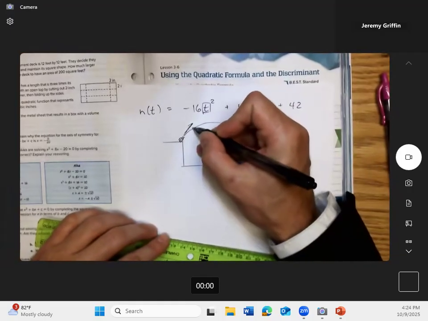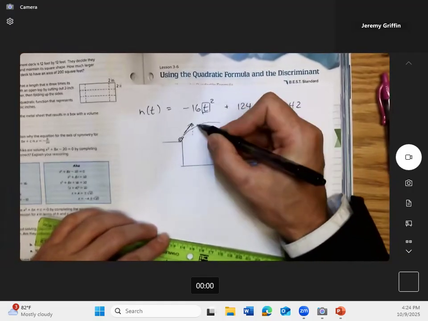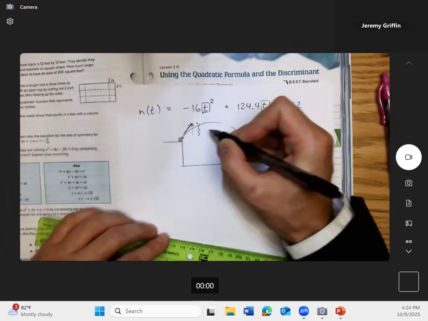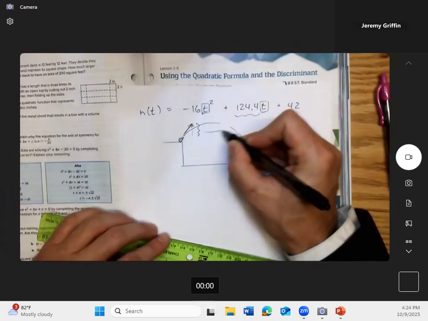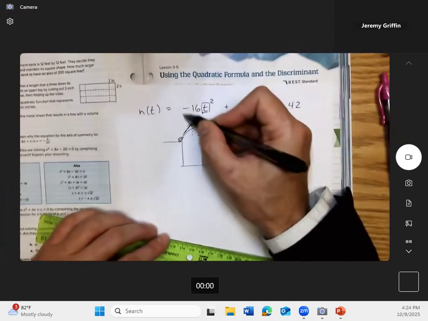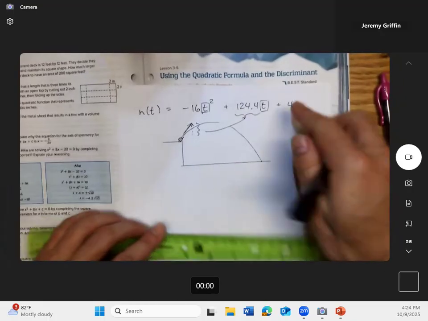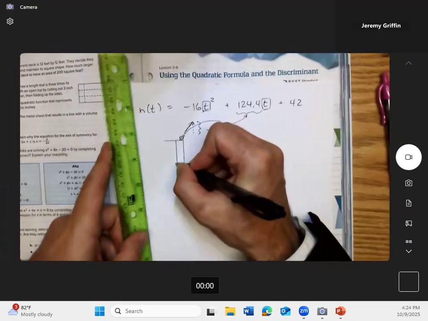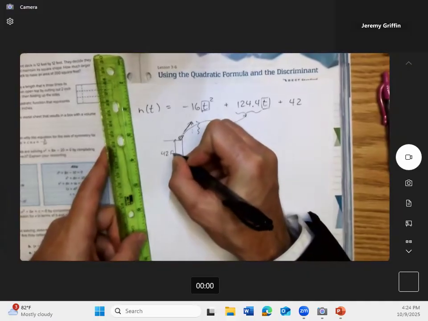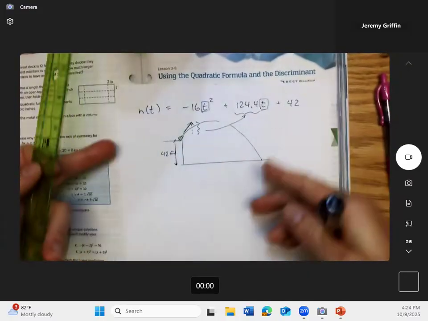And so the initial vertical component of velocity is this number right here, 124.4. This negative 16 is related to Earth's gravity. And this 42, that'd be the initial height right here, 42 feet. So that's how these numbers correspond to this picture.